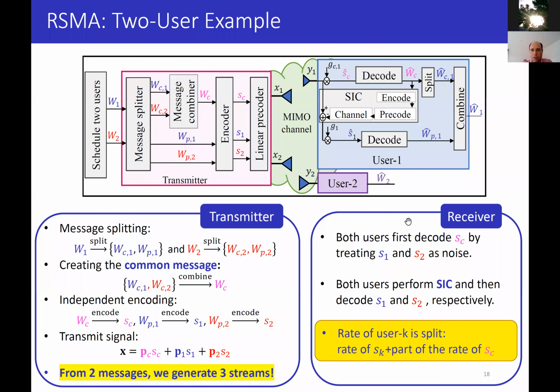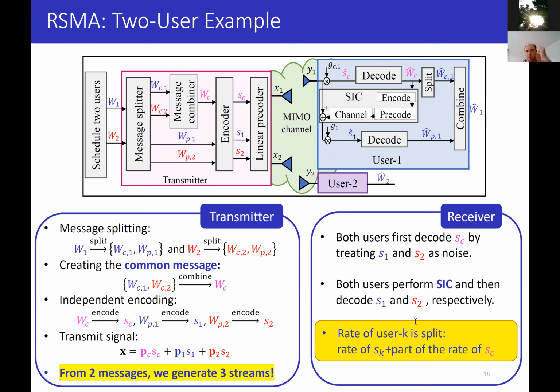At the receiver, both users will decode SC by treating S1 and S2 as noise and then perform SIC, where user 1 will decode SC, perform SIC, and then retrieve S1. From SC, it will retrieve WC1, which is intended for user 1, and from S1, WP1, which is also intended for user 1. From those two sub-messages, it will recombine them into W1. So it will retrieve back at the receiver the two parts that were split here.